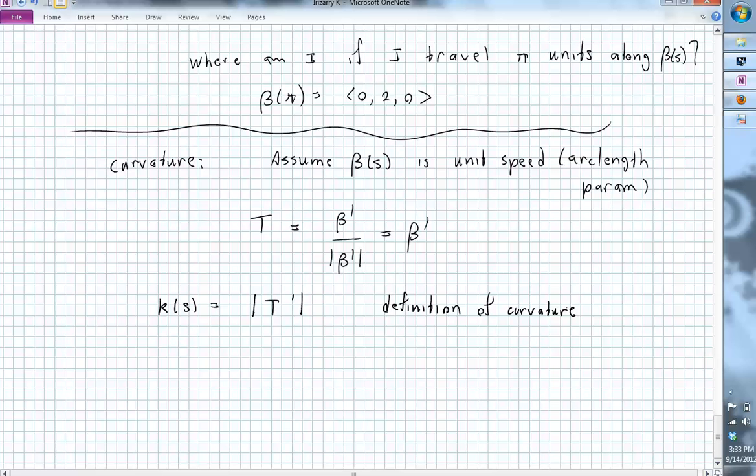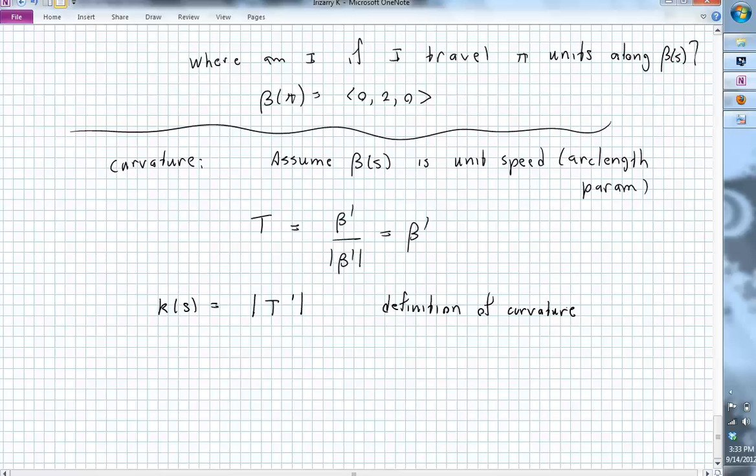T is the unit tangent vector. T prime, qualitatively speaking, tells me how T changes, right? That's what derivatives do. They describe change. So T prime tells me how T changes. The magnitude of T prime still tells me how T changes, and we're going to call that kappa. Why? This tells me how the curve wants to bend.